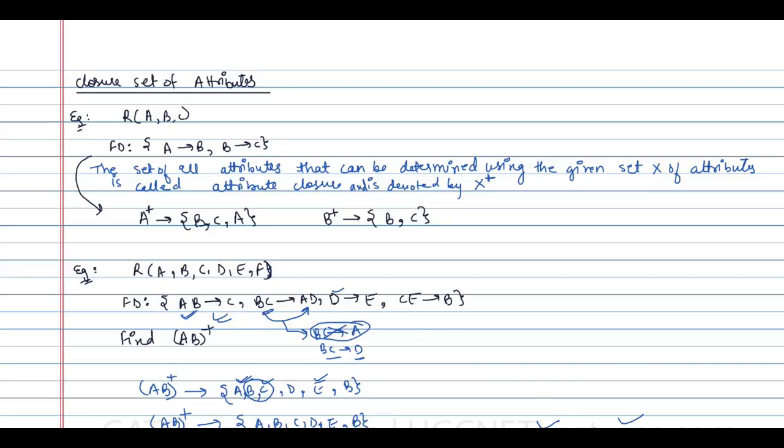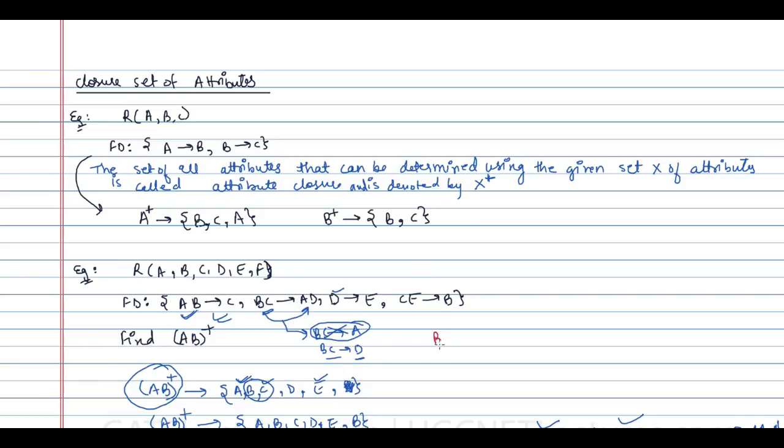We can do AB can determine E, as well as AB can determine B. Therefore, when B is already there, B is already included. So you can see from AB closure, which means the attributes which we can determine with the help of AB, we are going to write all those attributes here. Okay.